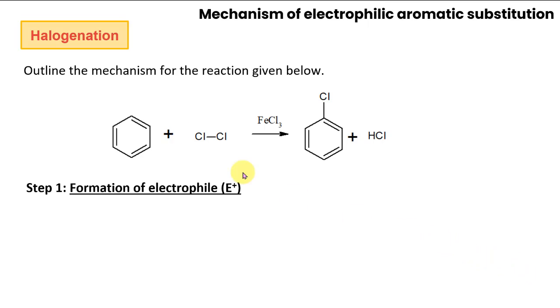So far, let's look at the reactions of halogenations. Again, halogenation is a type of electrophilic aromatic substitution reaction. So outline the mechanisms for the reactions given below. For these reactions, you have benzene and halogens in the presence of a Lewis acid, which acts as a catalyst. And we substitute one of the hydrogens with the Cl, and there is a side product HCl.